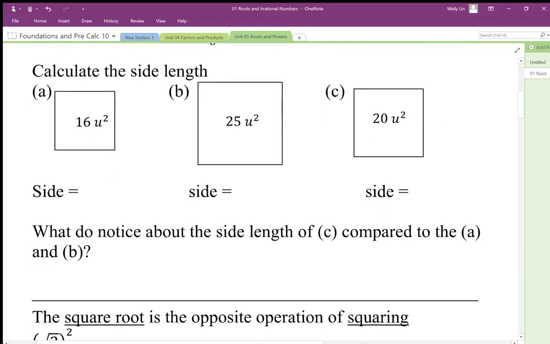So we're going to calculate the side length. So we have 16 squares in here. So if I draw in 16 squares, okay, there's 16 squares there. I have to figure out what the side length is. And so from the picture I can see that the side length is going to be 4 units. Okay, we can see along each edge it's going to be 4 units.